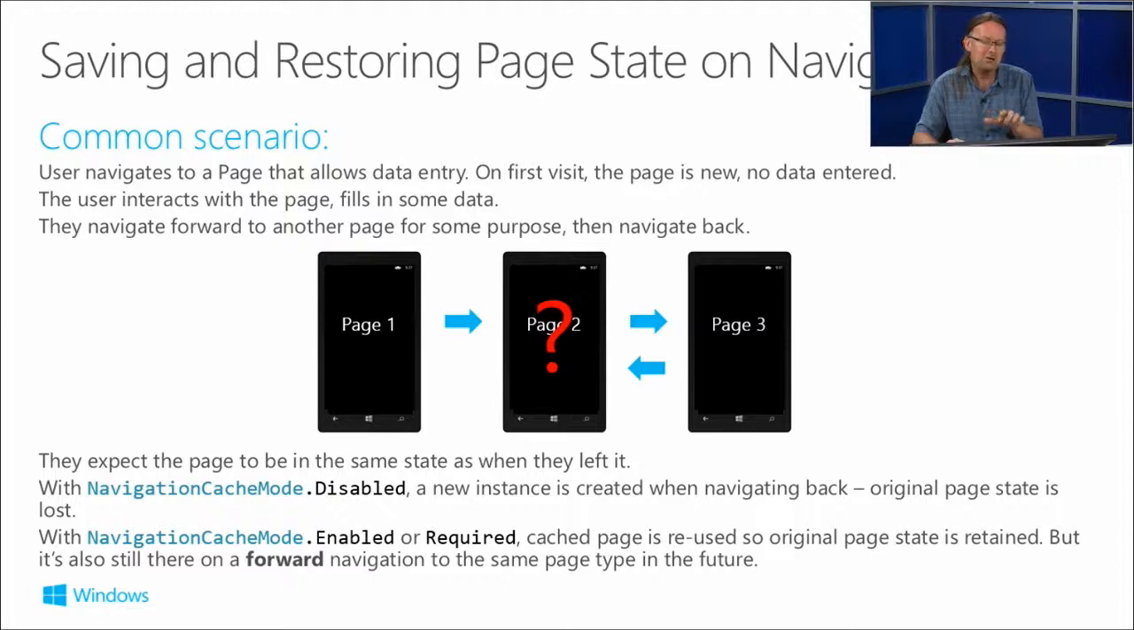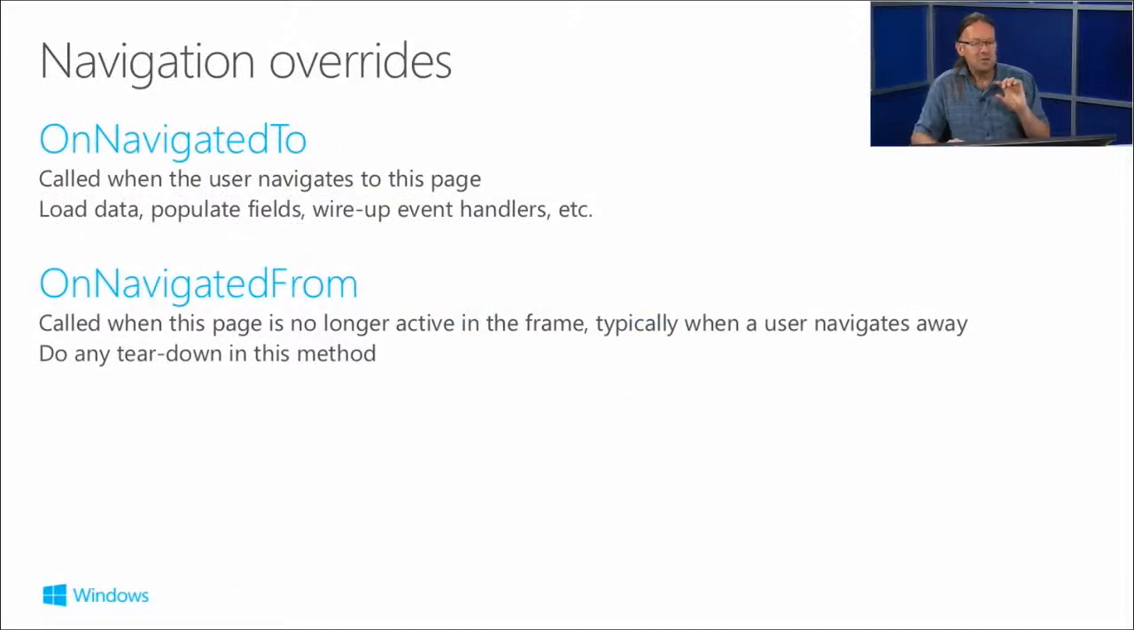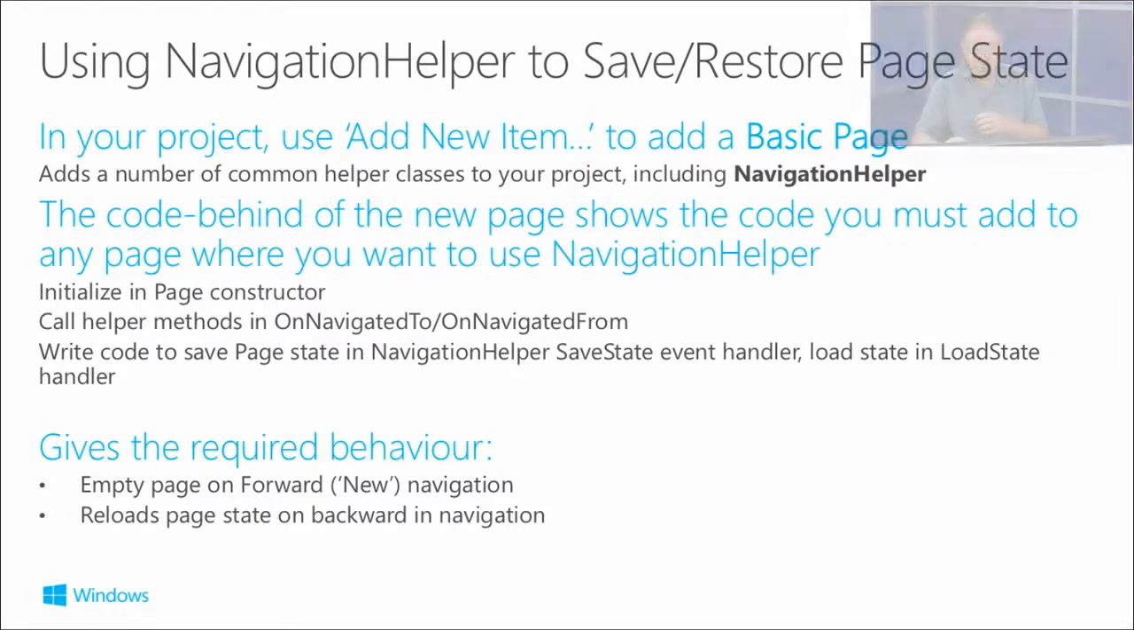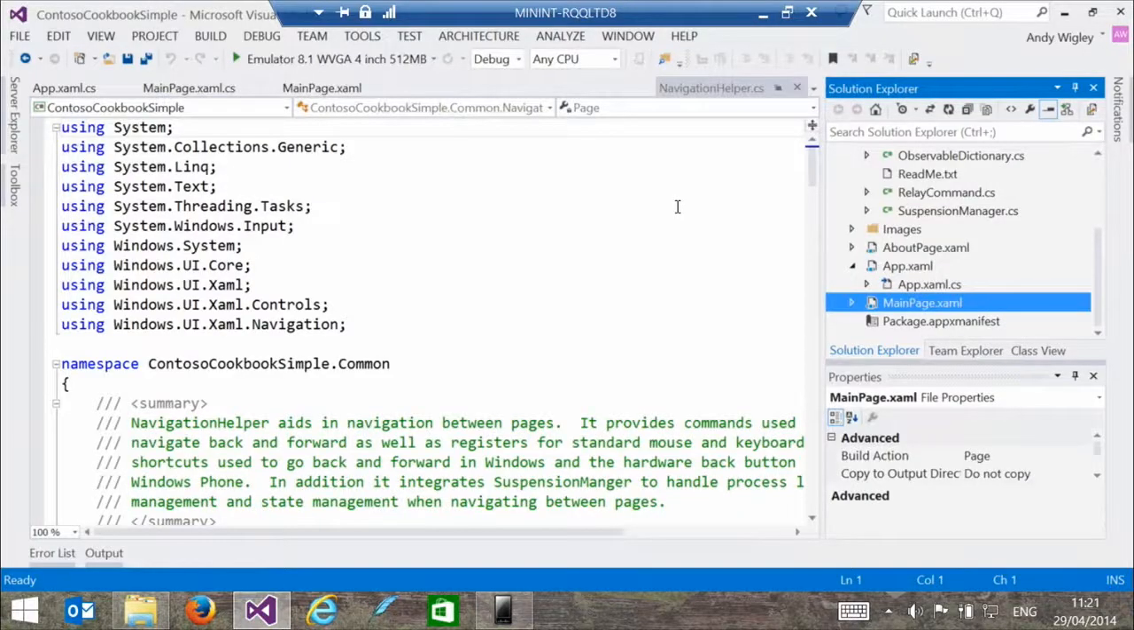But you need to be aware of this, because the state, what the page looks like when the user navigates to it, does make a difference. The way that you handle that is with two methods called OnNavigatedTo and OnNavigatedFrom, where you put the code to handle this. I'll show you an example in a minute. I showed you this: it's how you can get the navigation helper, which helps you with all of this sort of thing. So let's go and show an example of this.